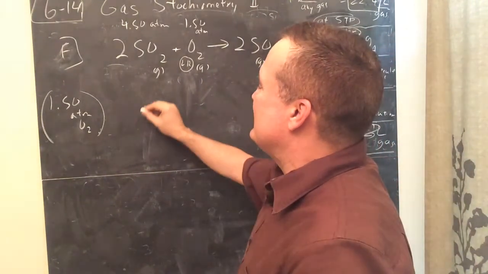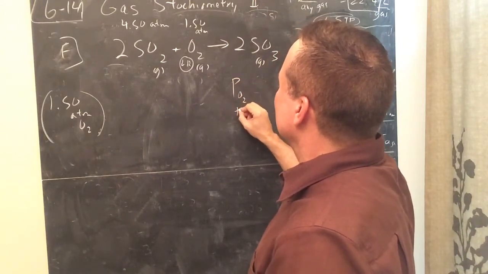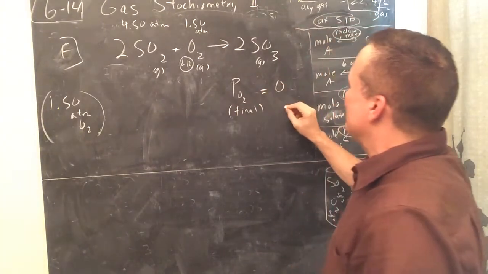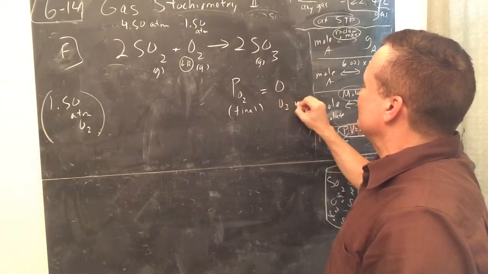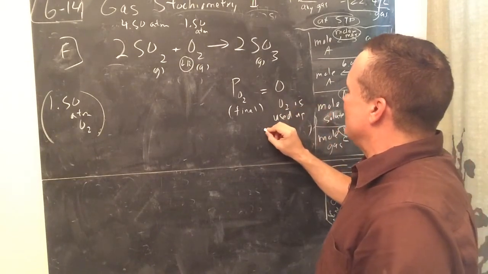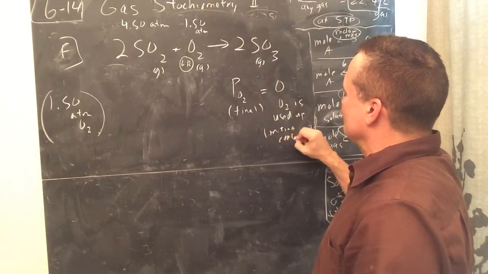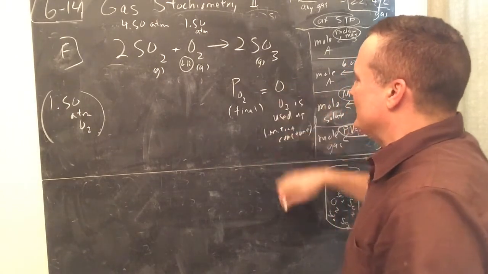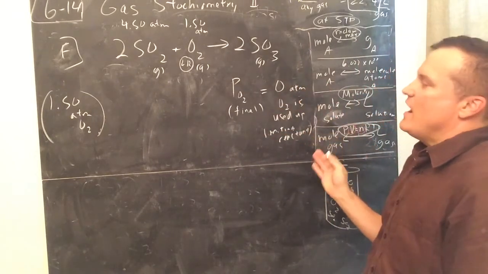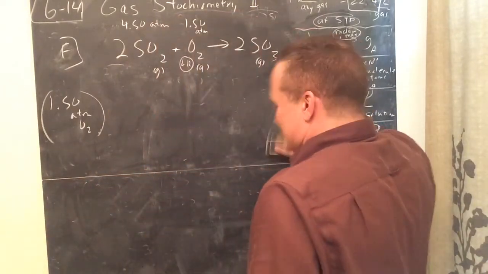So you might have to say the pressure of O2 final will equal 0. O2 is used up, limiting reactant. Now, they didn't ask you to write that down, but if you just put 0, you'd be okay. But that just explains it. So we know the oxygen is going to be 0. All right, I'll erase that now.